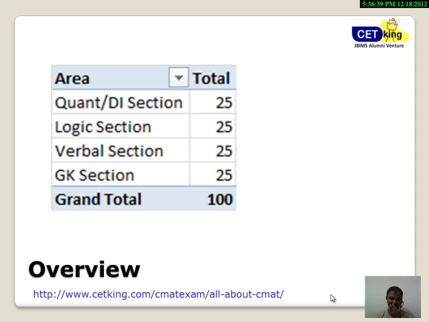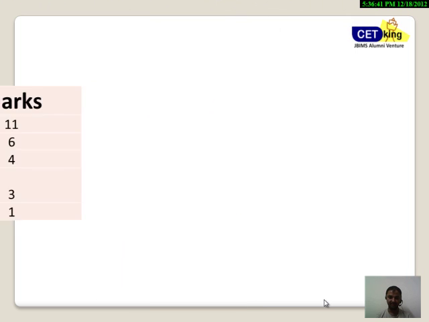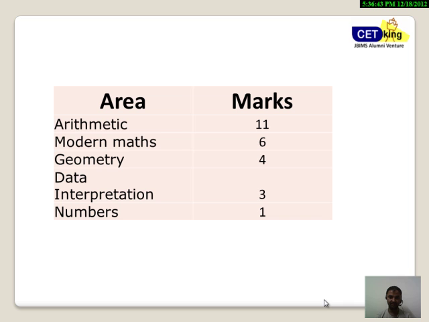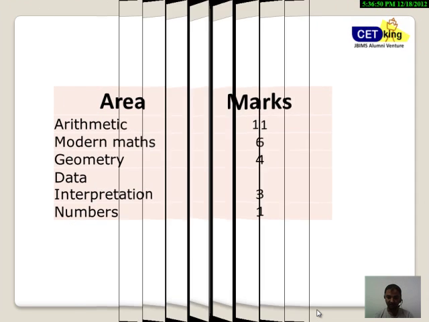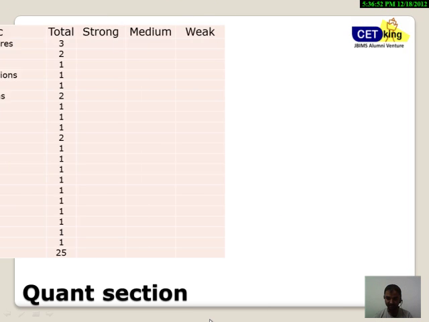Alright, first section is the quant section. So arithmetic 11 questions, modern maths 6 questions. Sorry, battery. One second, there's some problem here. Yeah, sorry. So arithmetic 11 questions, modern math 6, geometry 4.